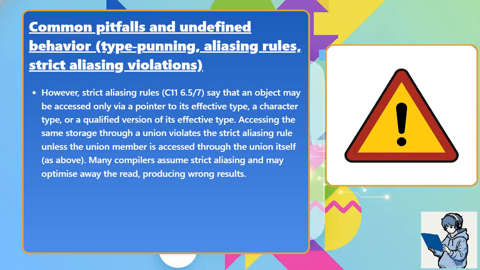However, strict aliasing rules state that an object may be accessed only via a pointer to its effective type, a character type, or a qualified version of its effective type. Accessing the same storage through a union violates the strict aliasing rule unless the union member is accessed through the union itself. Many compilers assume strict aliasing and may optimize away the read, producing wrong results.